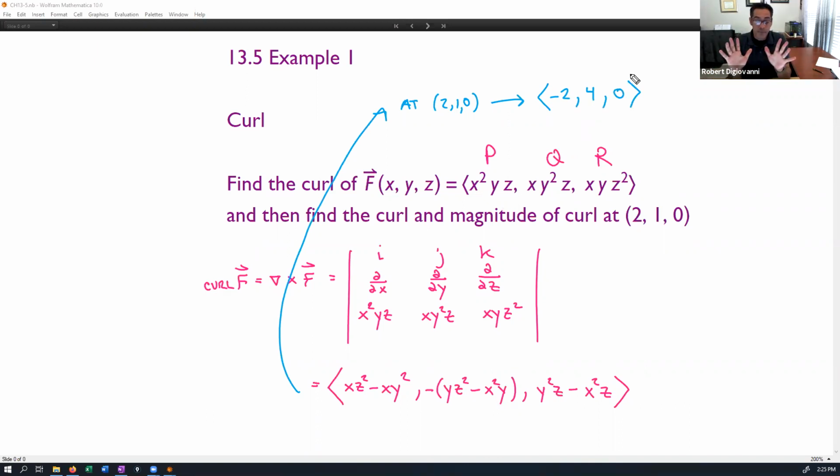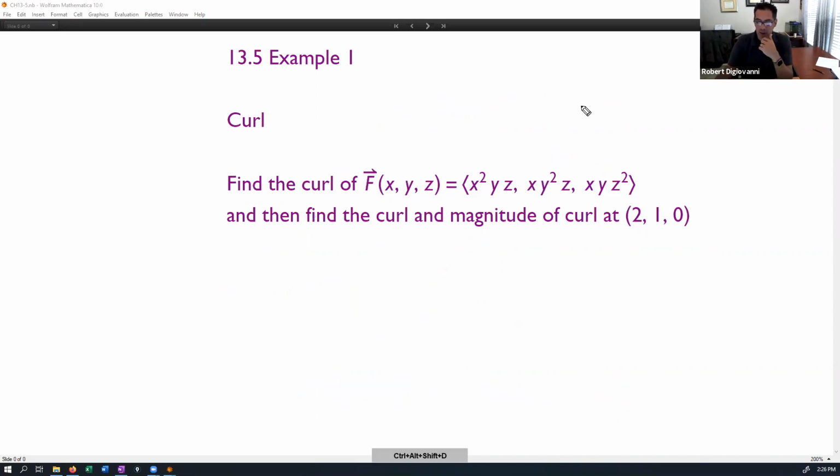Okay, so look, if you were to go to this point, 2, 1, 0, in 3-dimensional space, first you would have a vector at that point. Actually, what is the vector there? It would be the 0 vector, wouldn't it? But your curl at that point is this vector. So what does the curl represent? That would be the natural question.